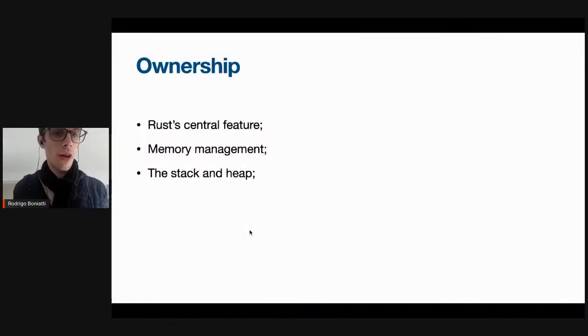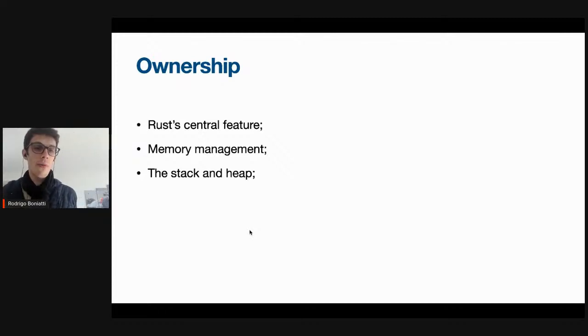So what is ownership? Ownership is Rust's central feature. If you have never worked with Rust before, you might come across different kinds of issues that you probably never see in other languages, because the syntax of Rust can be somewhat different for newcomers. The goal of ownership is memory management. It is a different way from any other language I have used before, and I'm going to talk about that a bit later.